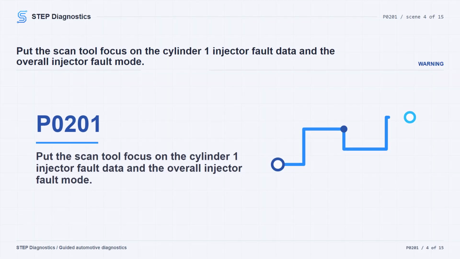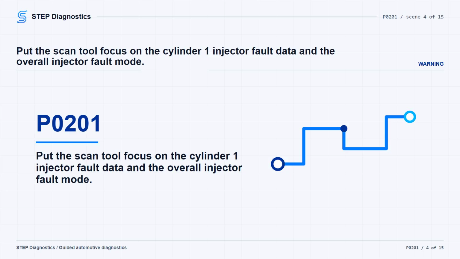Key on, get into the PCM data, and watch the injector fault PID for the affected circuit, along with the overall injector fault mode PID. For P0201, focus on the cylinder 1 injector information and the circuits that apply to that component. If the PID shows a concern, move straight to harness testing.